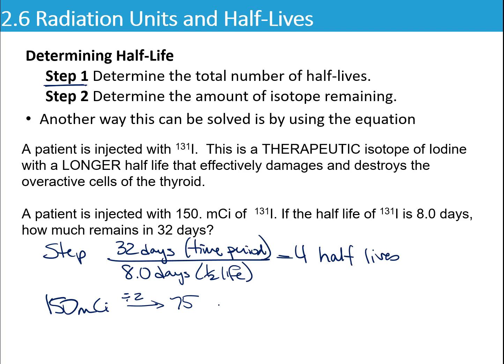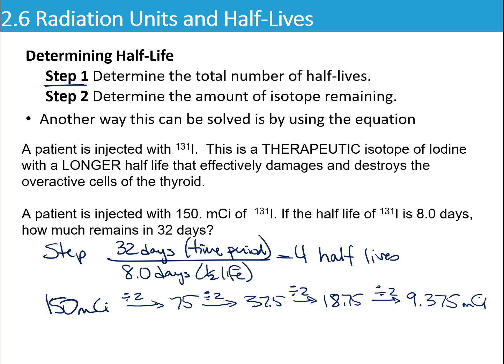So for the second one, just divide by 2, and you're going to end up with 37.5. That's half-life number 2. Do a third one, and then a fourth, okay? I'm just going to divide my number by 2 each time. Then I'm going to do it one more time. 9.375 millicuries. So that's it.